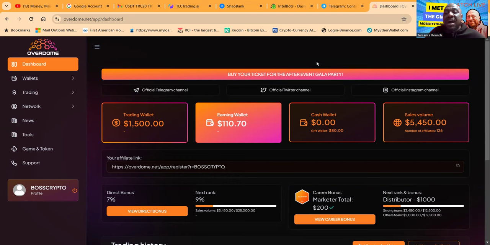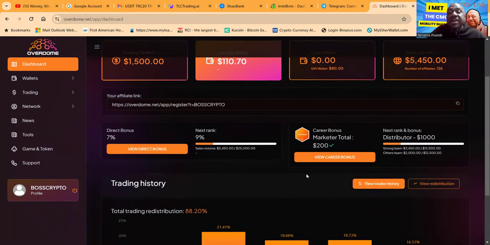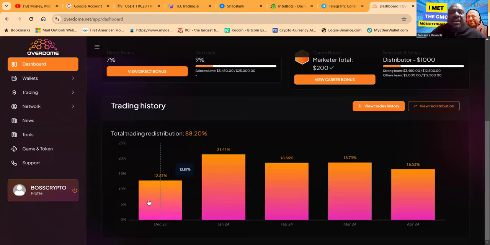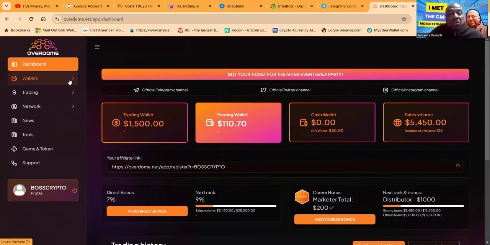Overdome! Another project, folks, that I've been in for like 4 or 5 months or so. And I'm winning. It pays up to 1% per day. You can come down here, folks, and look at the trading history. I've been in Overdome since like right about December. They did 12.87% that month. They did 21% in January, 18% in February, 18% in March, 16.5% so far. And you add up these numbers, that's 33, 34, 52, 53, 71, like 87%. So, folks, I probably almost ROI'd on this thing.